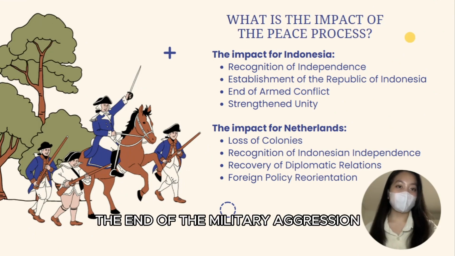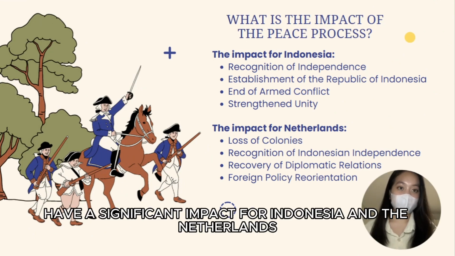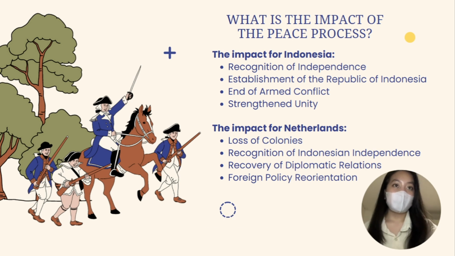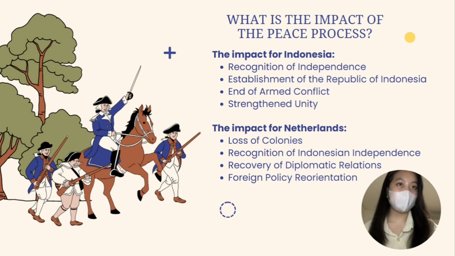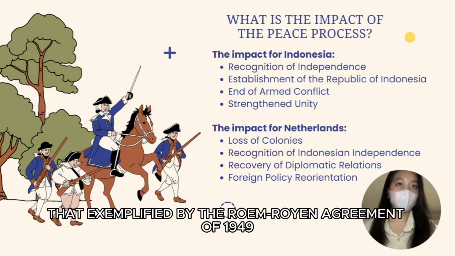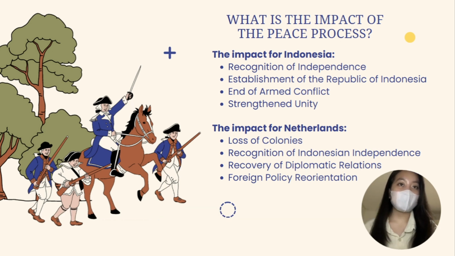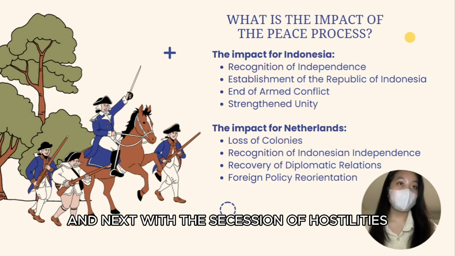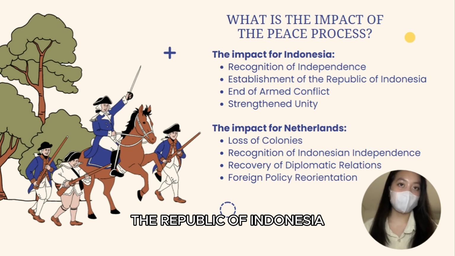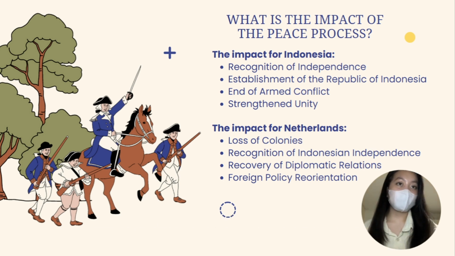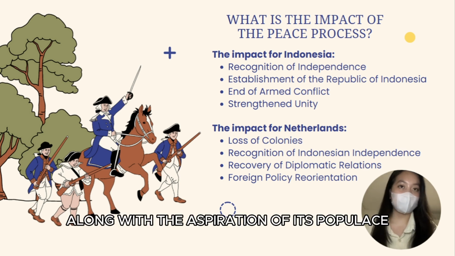The end of the military aggression had a significant impact on Indonesia and the Netherlands. For Indonesia, the end of the Dutch aggression resulted in the formal recognition of Indonesia's independence, exemplified by the Roem-Royen Agreement of 1949, which was marked by the Netherlands' acknowledgement of Indonesian sovereignty. And next, with the cessation of hostilities, Indonesia seized the opportunity to establish the Republic of Indonesia and initiate its journey towards independent statehood and self-governance aligned with the aspirations of its populace.